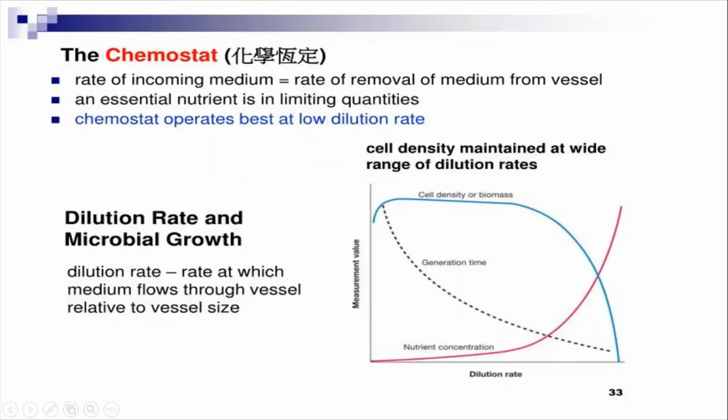Now the chemostat. Chemostat means the rate of incoming media is equal to the rate of removal of medium from the vessel. जैसे ही आप जितना nutrition डाल रहे हो उतना ही आप उसका waste भी निकाल रहे हो. So the total overall volume is going to remain the same. Now, chemostat operates best at a low dilution rate. What does it mean? It means the volume I add should be less. अगर 1 टन का आपका चैम्बर है, और उसमें I add around 10 liters of new media and remove 10 liters of waste, then it's fine.